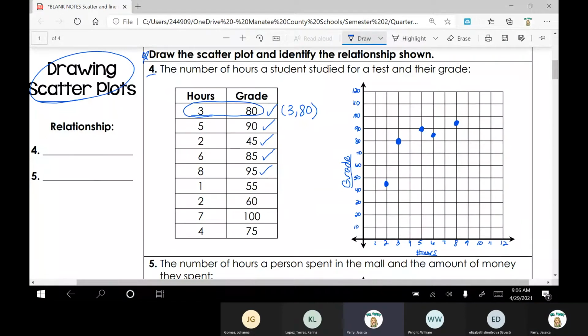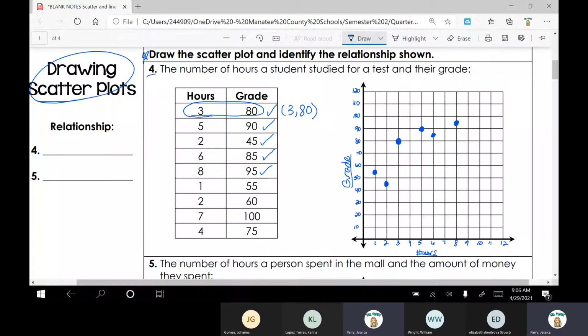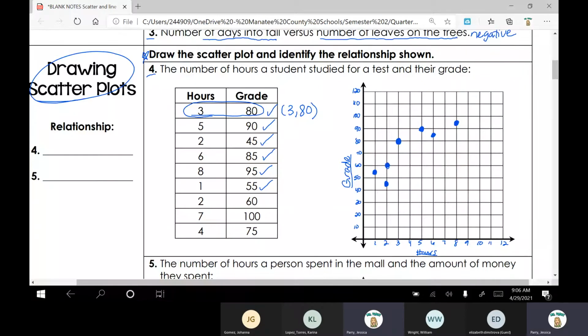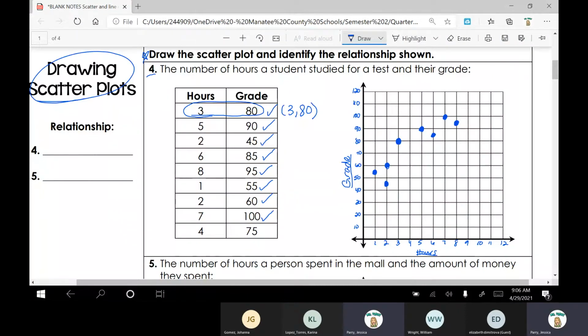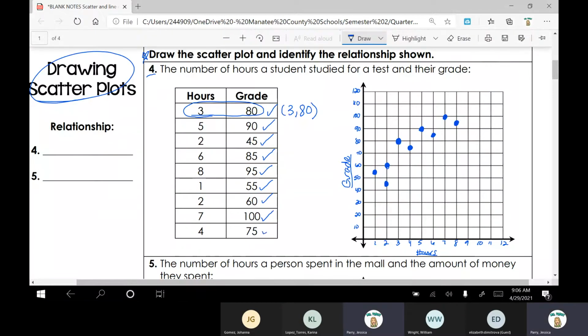And then we've got 1, 55. 1, 55, it falls in between. 2, and then 60. And then 7 and 100. And last one, 4 and 75. 4 and 75. Okay.